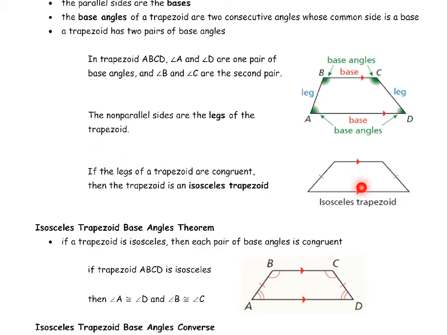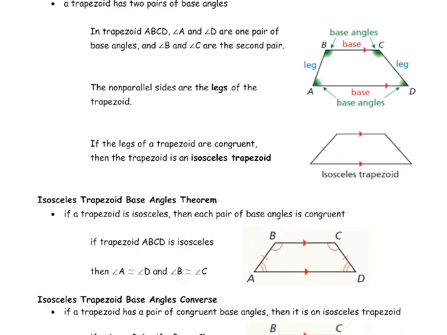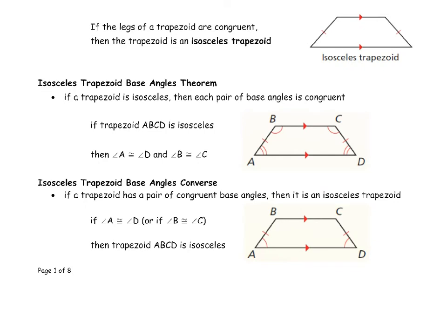Now, we do have a special type of trapezoid if the legs end up being congruent. So as you can see here, these are congruent. Then we call this an isosceles trapezoid. And to take that a little bit further, isosceles trapezoids have something unique about their base angles. If a trapezoid is isosceles, then each pair of base angles is congruent. So the 2 base angles at the bottom would be congruent to each other, and the 2 base angles at the top would be congruent to each other.